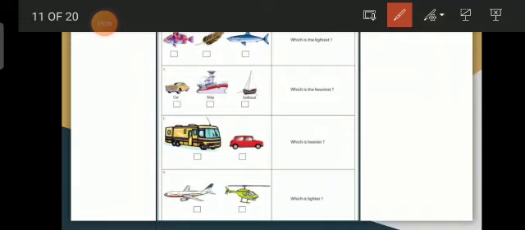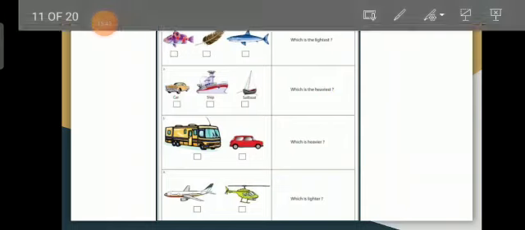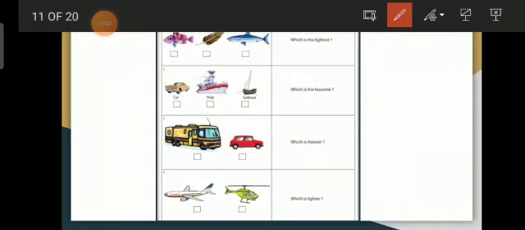Again, I'm going to explain this one. See, which is the lightest one? Okay, the feather is the lightest one. I have circled it. Which is the heaviest one? Ship. Ship is the heaviest one, from car, ship or the sailboat. The ship is the heaviest one.